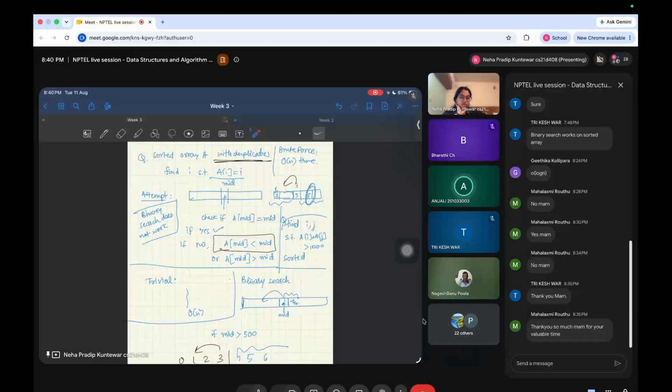Ma'am, the time complexity is order of n, no? Order of log n, yes, if there are distinct elements. So we can solve this question by using binary search, isn't it?